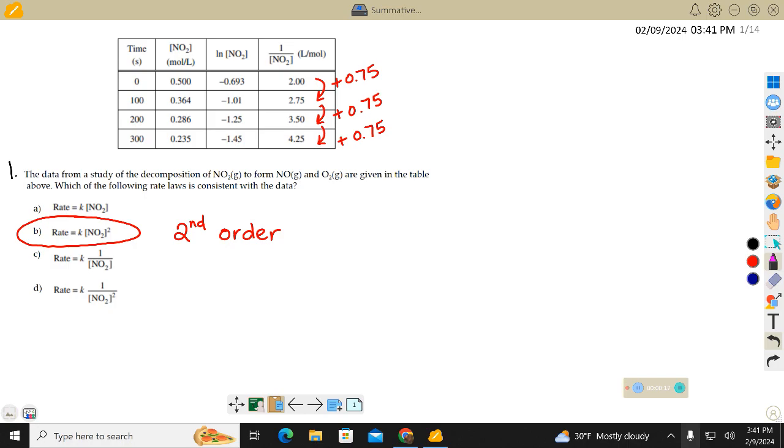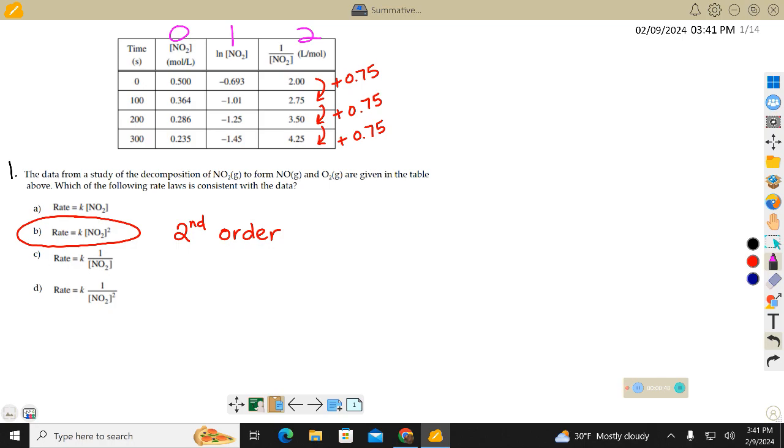I'd like to look for a linear graph. If the concentration versus time graph is linear, it's 0 order. If the natural log graph is linear, it's first order. And if 1 over the concentration is linear, it's second order. I don't have that. So then without graphing, I just want to see which one would be linear, which one would have a constant slope, or which one would always change by the same amount every 100 seconds.